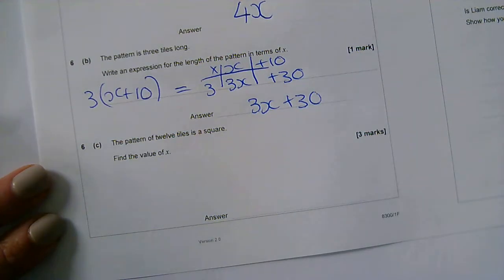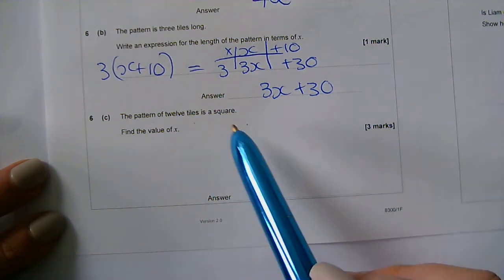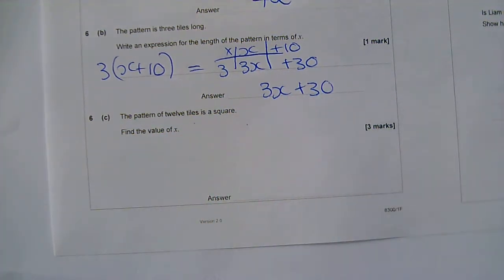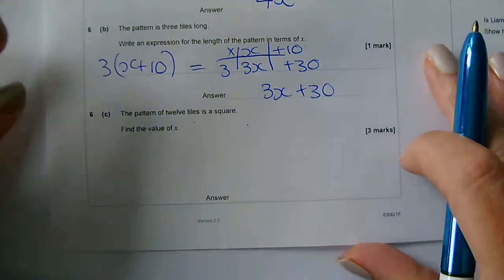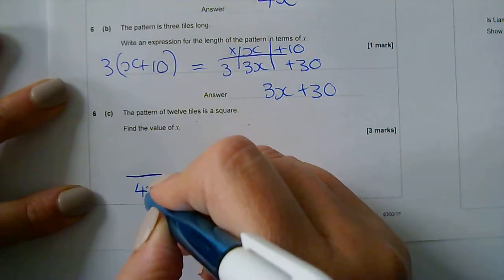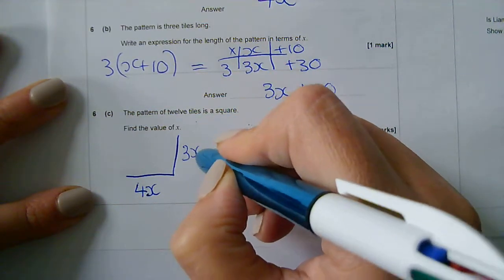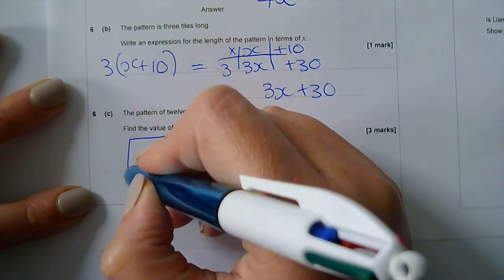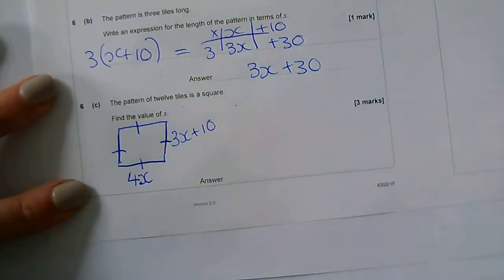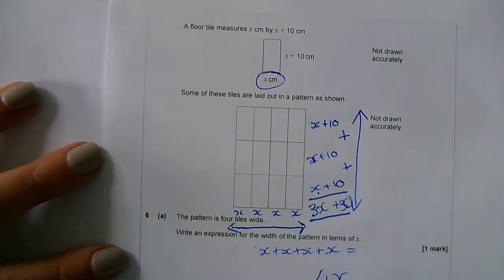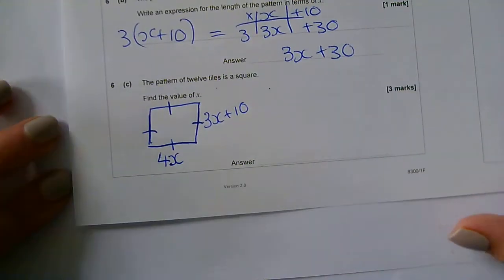Okay. Part C. The pattern of 12 tiles is a square. Find the value of x. Okay, so what it's saying, if we think about what we had above, we had 4x across the bottom, and then we had across the top 3x plus 10. And although it said it wasn't to scale, they're now telling us it is a square. It's not a square above, we can see it visually, but they get away with it by just writing that there. So although it doesn't look like a square, they are now telling us it's a square.